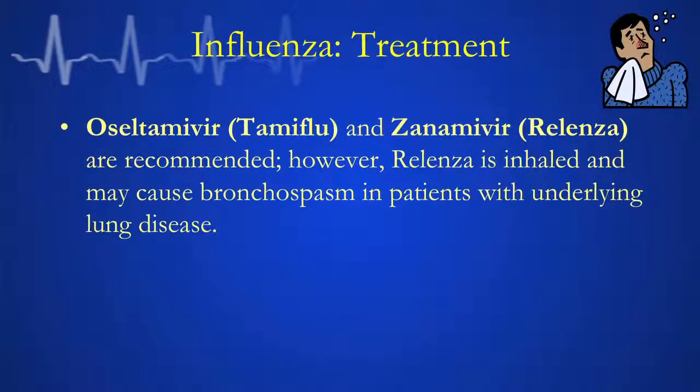What is the treatment for influenza itself? You have your Tamiflu and your Relenza. They're recommended first line. However, Relenza is inhaled and may cause bronchospasm in patients with underlying lung disease. So obviously the go-to drug was Tamiflu. Pharmacies didn't even have it this winter. Tamiflu has to be renally dosed. So you got to keep that in mind if you're admitting your patients or if you're sending them home.